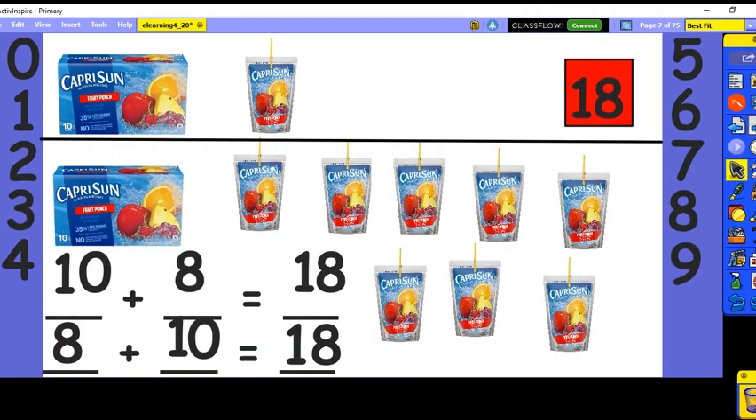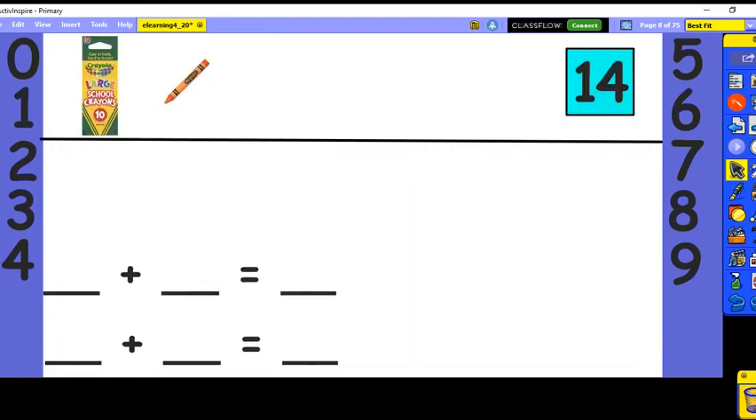Okay, this is the Capri Sun problem we did last time, and we were trying to get enough Capri Suns in boxes and single Capri Suns to make 18 because that's how many chickadees we have in our class. So how many boxes did we need? We just needed one box of 10 because there's our 10, and we needed 8 single Capri Suns to make 18. 10 plus 8 equals 18, or 8 plus 10 equals 18. That's the related fact.